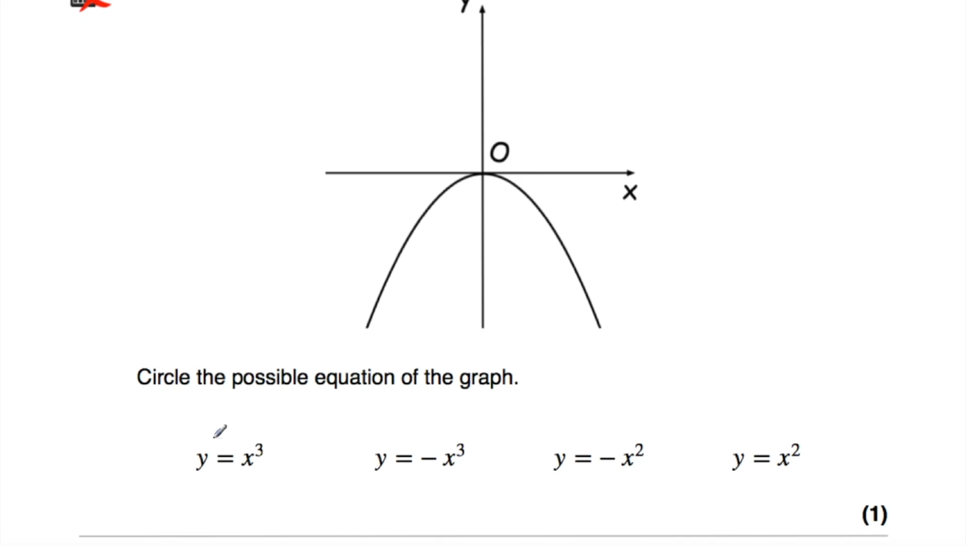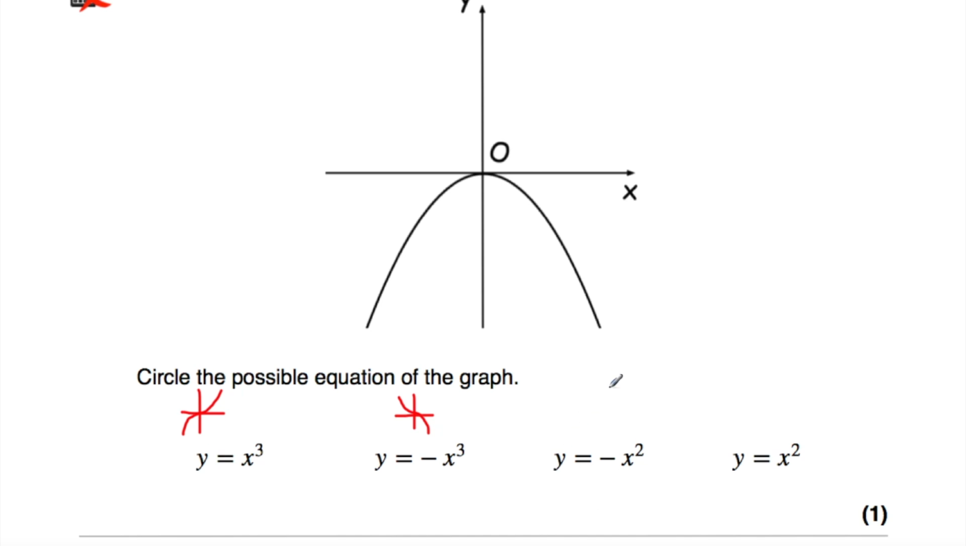So let's have a look at our options. We've got y equals x cubed. Well, no, that's going to look like this. If we had an x cubed graph, it would look something like that. Y equals negative x cubed would look like that. So similar to this one, but a reflection in the x-axis, or flipped upside down.